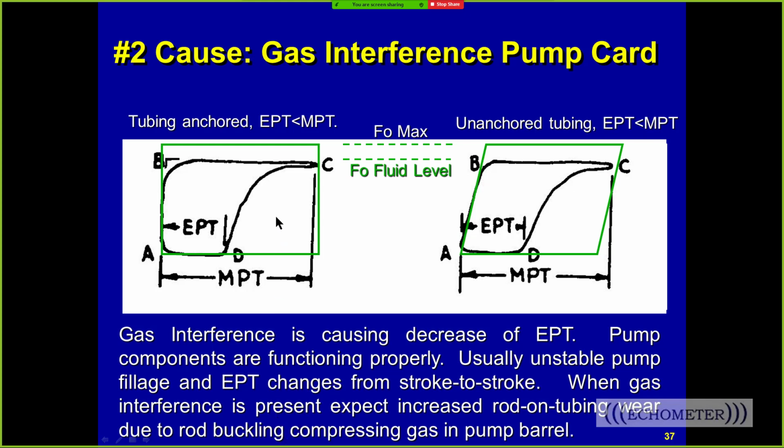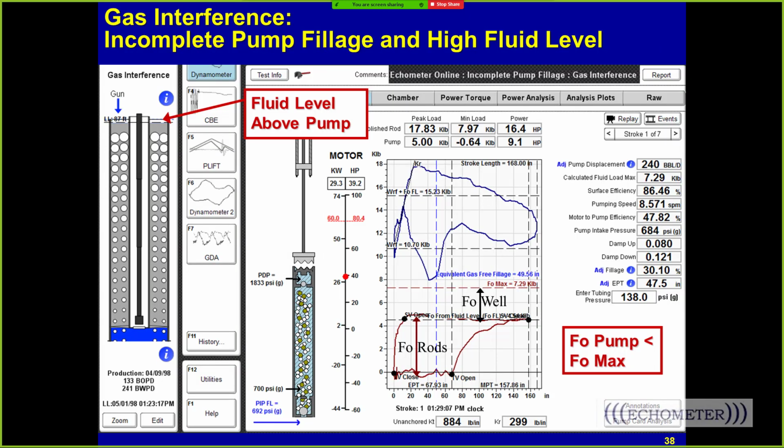When you have gas interference in your wells and you allow gas to partially fill the pump, usually the result is increased rod on tubing wear and a hole in your tubing. So when you have incomplete pump fillage with gas interference, rod on tubing wear is a common problem, and a hole in your tubing is common. So this is the example. We have a high gassy fluid level. We have a high pump intake pressure. Pump intake pressure is around 700 psi.